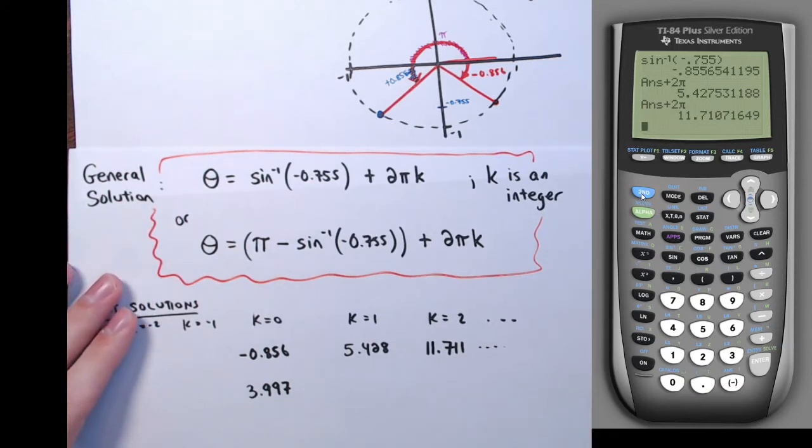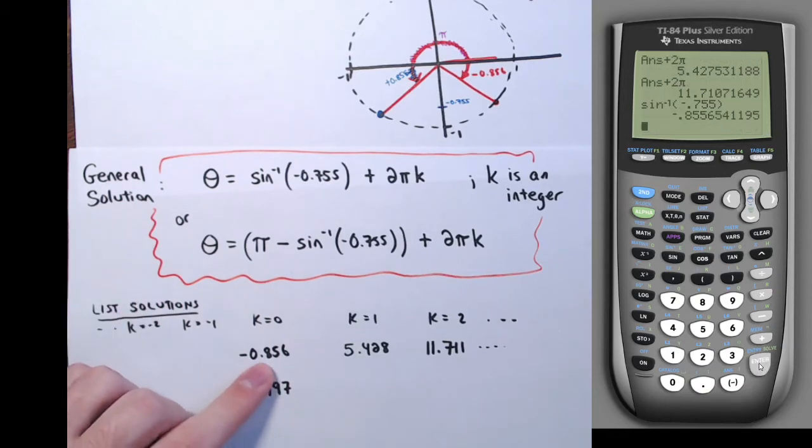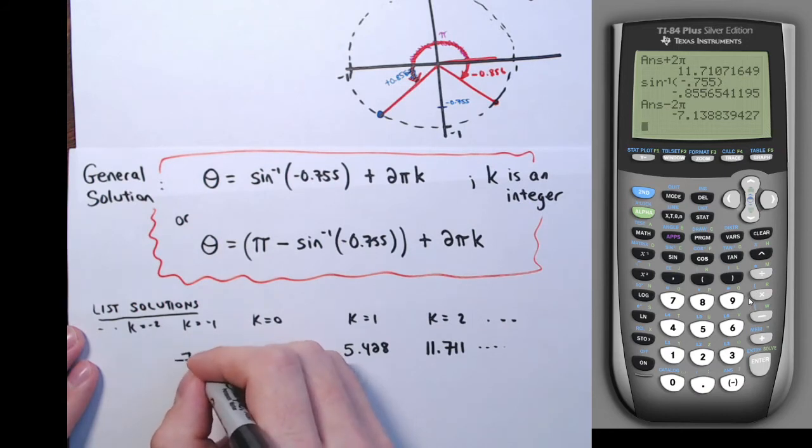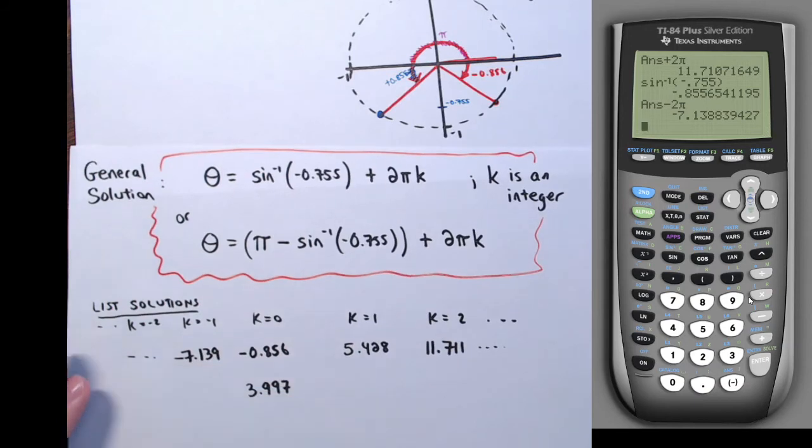Also, again, if I take the inverse sine of negative 0.755, take that negative 0.856, if I subtract 2 pi, I'll get another solution. Right? So another solution would be negative 7.139 rounded to 3 decimal places. And I'm going to stop there with that line. But I could do that forever.